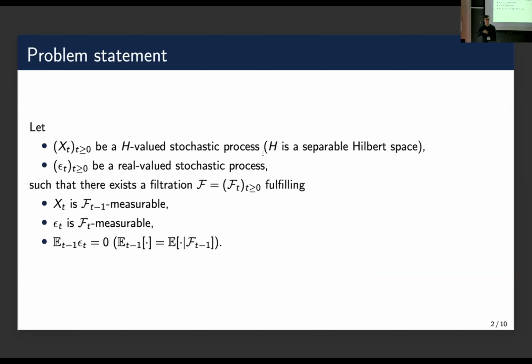So we're going to be working with two stochastic processes. One of them I'm going to call X_t, the other one I'm going to call epsilon_t. So X_t is going to live in a Hilbert space, epsilon_t is going to be real valued. And they are such that there exists a filtration F_t, fulfilling that X_t is F_{t-1} measurable, epsilon_t is F_t measurable, and the conditional expectation on the past of epsilon_t is 0.